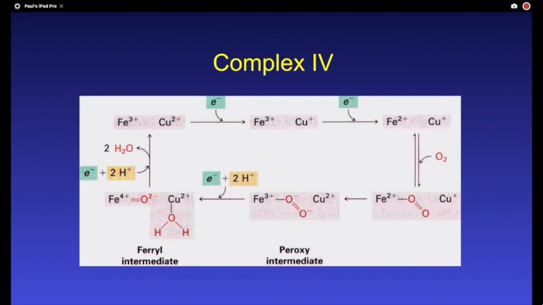This is really facilitated by the metal centers in this complex, and we can produce water, and we have used 1 oxygen in that whole process.